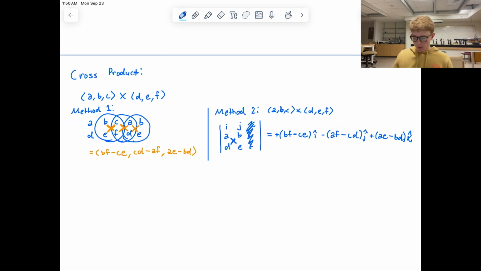If I scroll all the way out here, hopefully you can see that these two are absolutely equivalent. It's just a different way of computing things, okay? Like I said, pick whichever one is easiest for you to understand. It doesn't matter, you'll get the same result every time, okay? So that is how you actually compute the cross product.